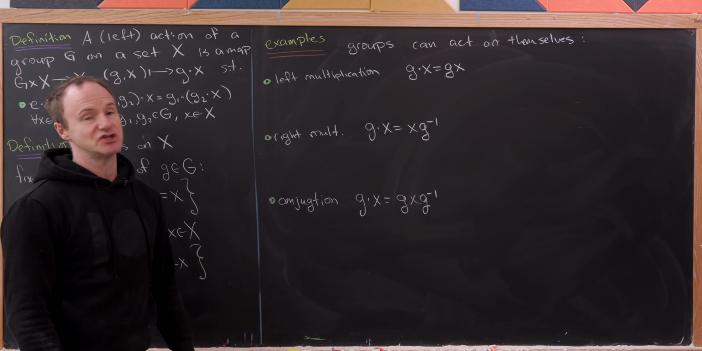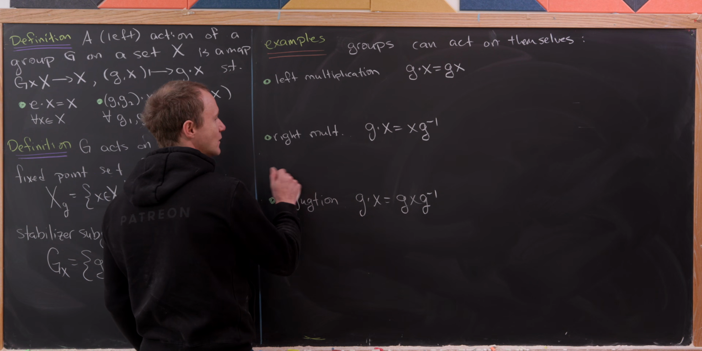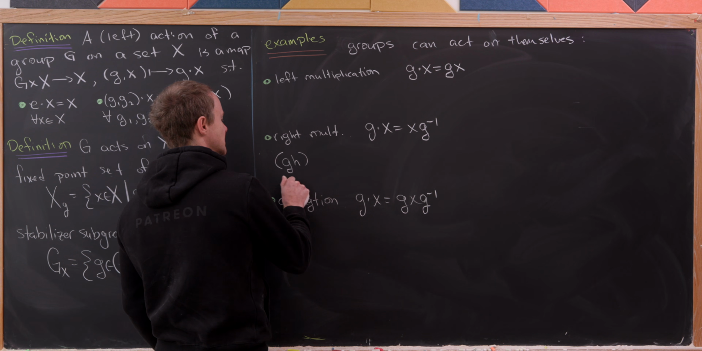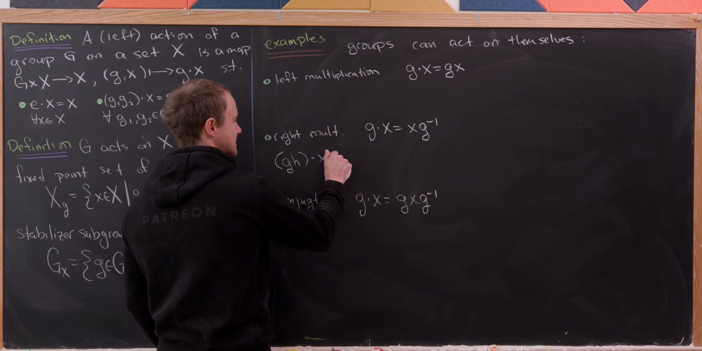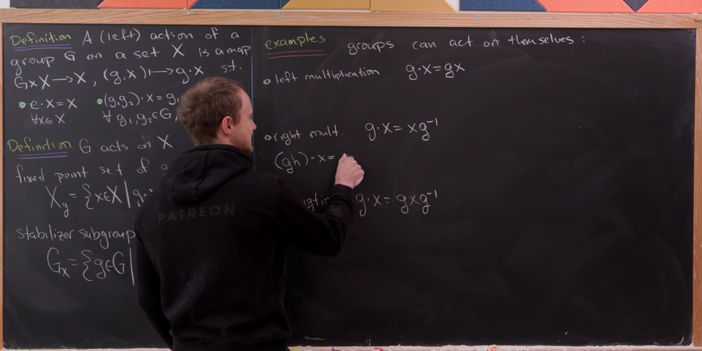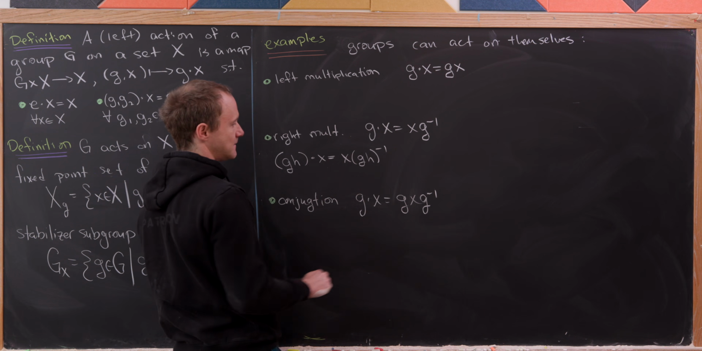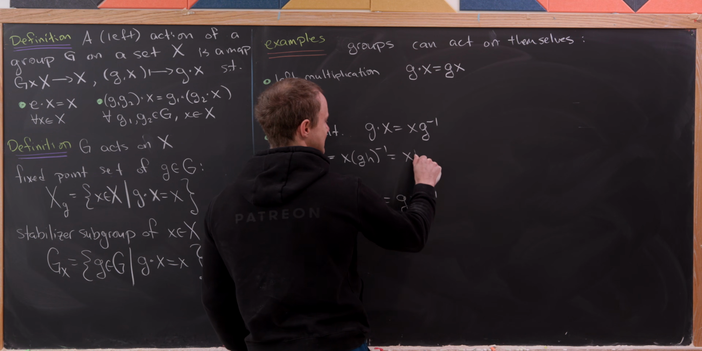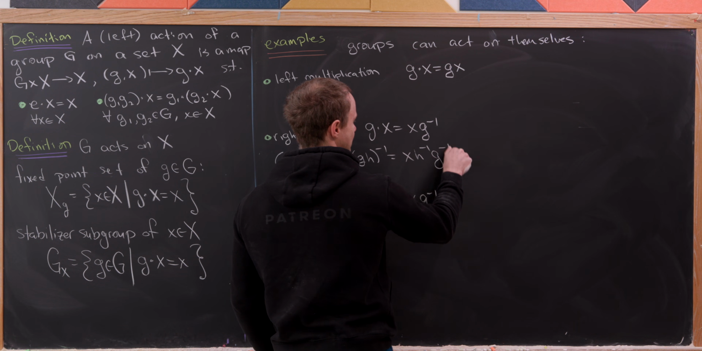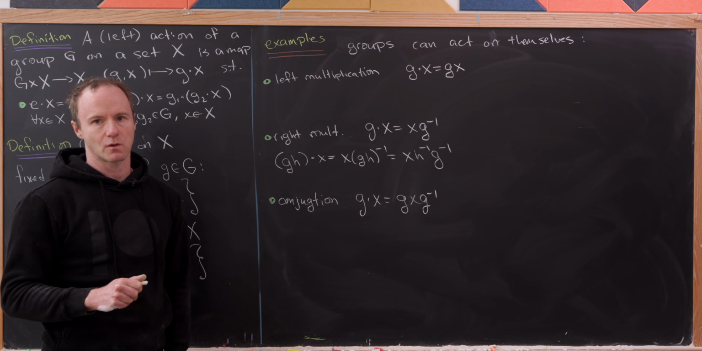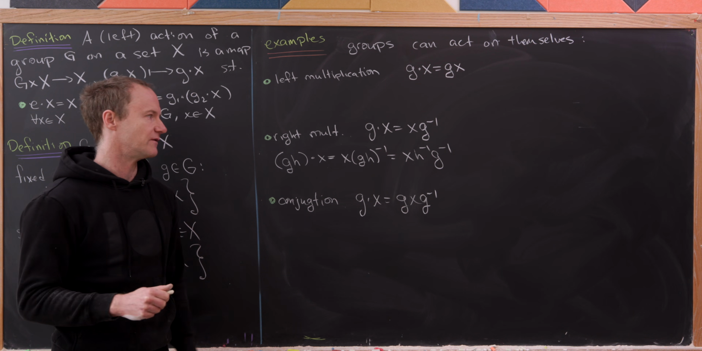So g dot x is x g inverse. And now why do we need a g inverse there? Well, check it out. Let's say we were to do gh dot x. Under this rule, that's going to be x times (gh) inverse, which is equal to x h inverse g inverse, because taking the inverse switches the order of multiplication within the group, if you will.